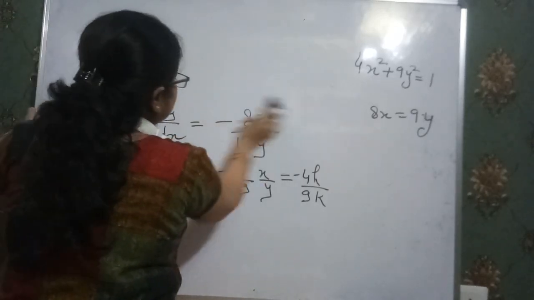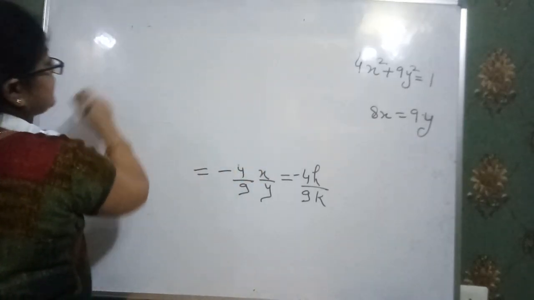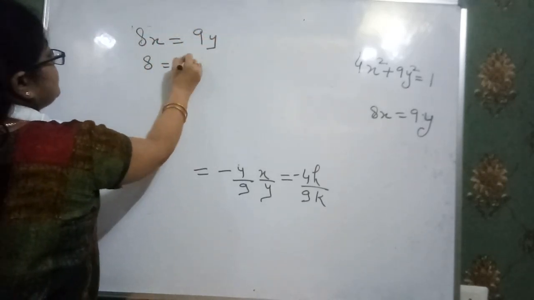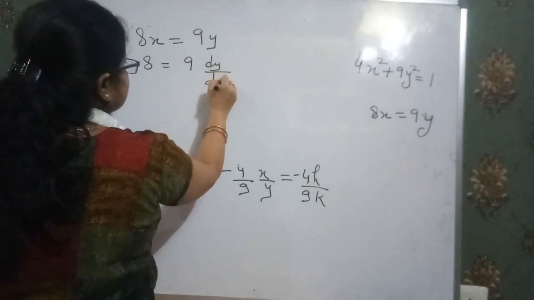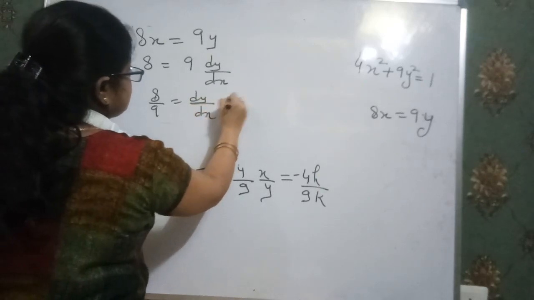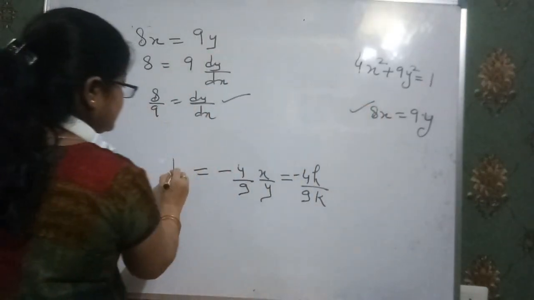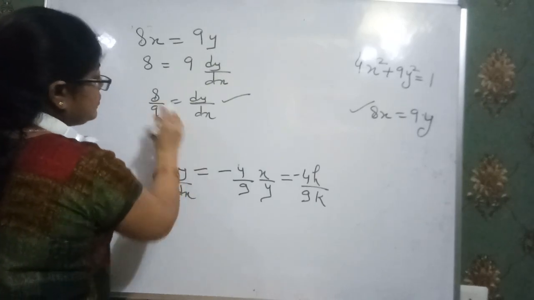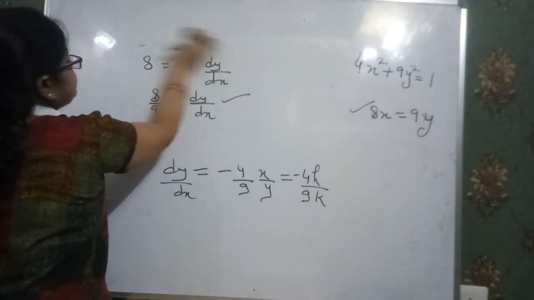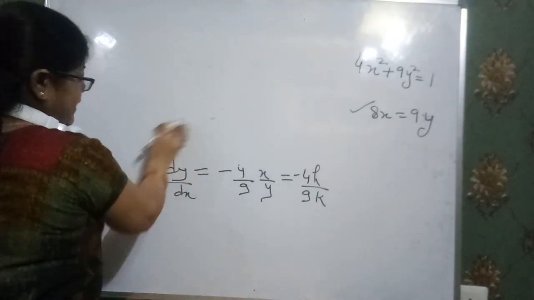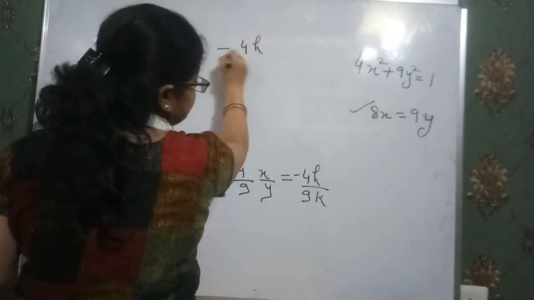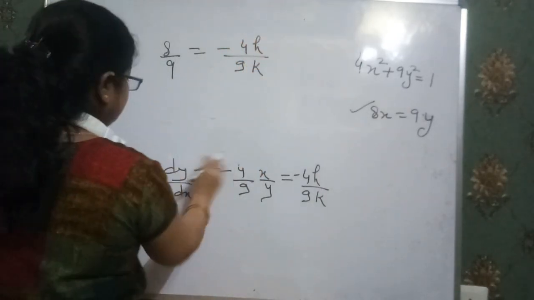Now you differentiate one more thing. Because the tangent is parallel to this line, that means the slopes of both of them are equal. I have 8x is equal to 9y, so 8 is equal to 9 dy over dx. So 8 by 9 is dy over dx. So this is dy by dx for this line and this is dy by dx for the curve. Both of them are equal because they are parallel. So I just equate both of them. After equating we have 8 by 9 is equal to minus 4h over 9k. Clear?